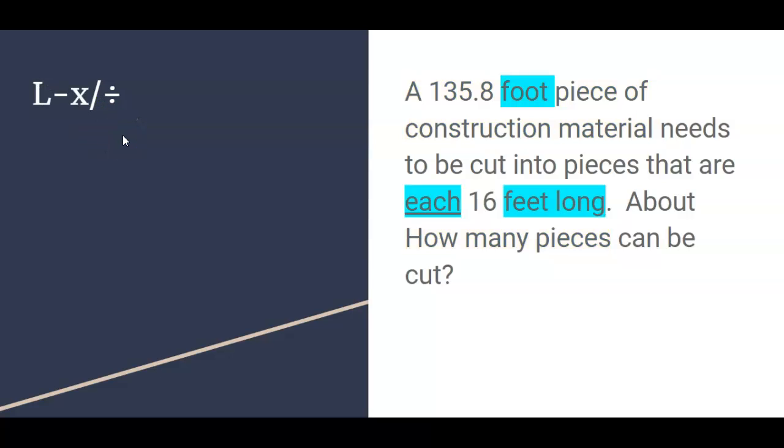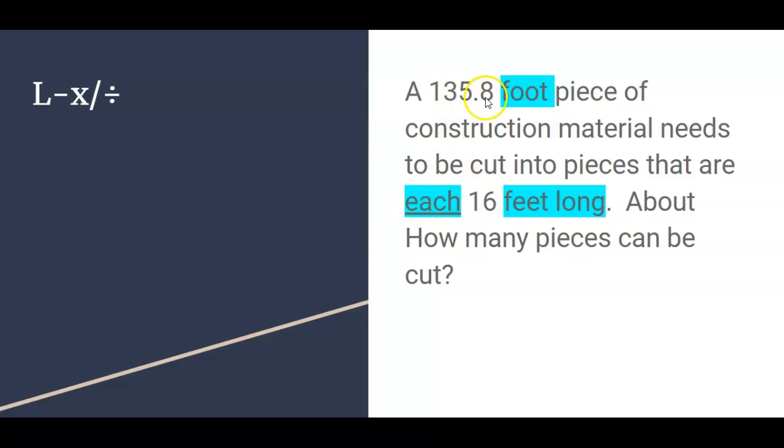Next, I look for my labels. Remember, that means what is the label for the numbers? So 135 and 8/10 what? Well, that would be feet. Okay. 16 what? That is also feet. However, there's a little bit of trickiness here because this "each" is a clue.